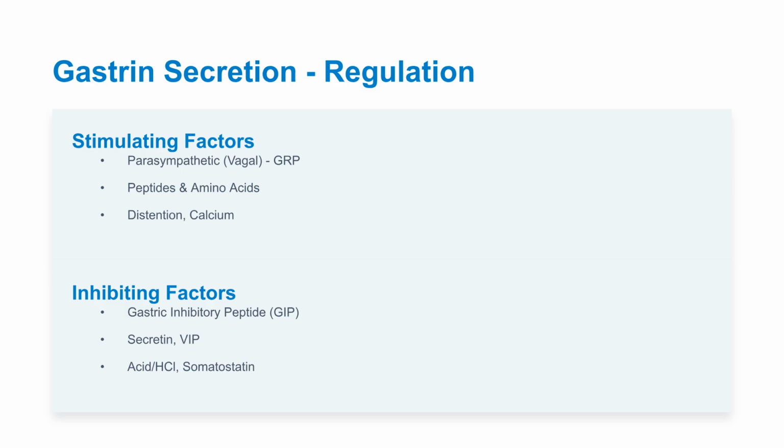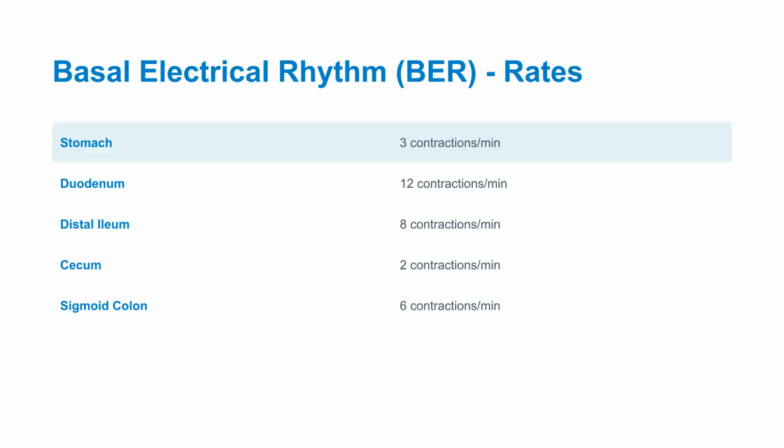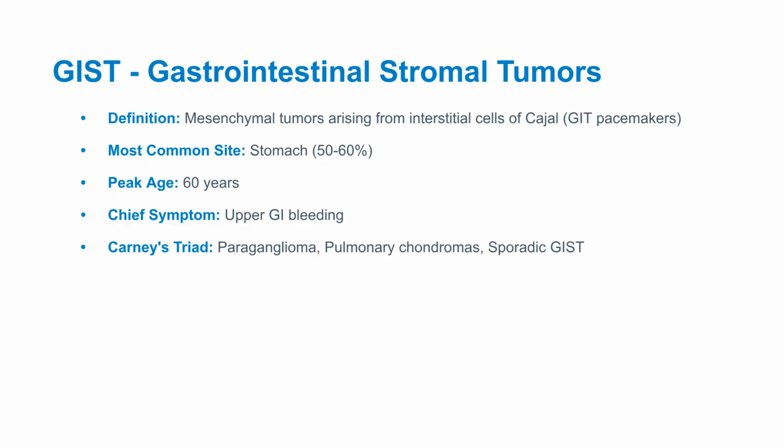Gastrin secretion is stimulated by factors like the vagus nerve, peptides, and distension. It is inhibited by secretin, GIP, and acid/somatostatin. Taste receptors include T1R2 and T1R3 for sweet, T1R1 and T1R3 for umami, and the T2R family for bitter, which has a protective function. Salty taste involves ENaC channels, detecting sodium ions. This slide relates to the basal electrical rhythm, or BER rates in the GI tract.